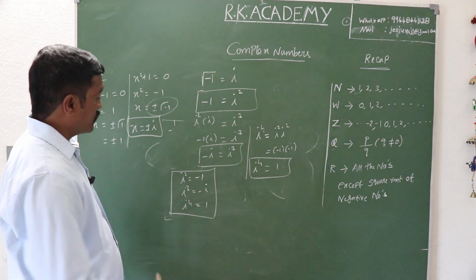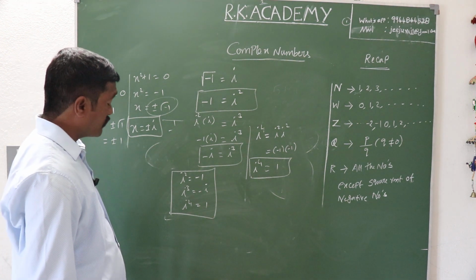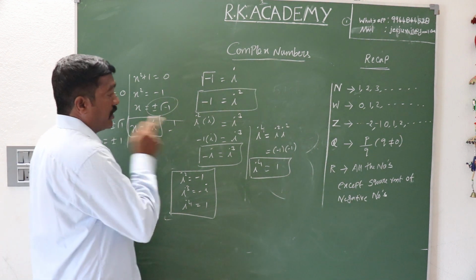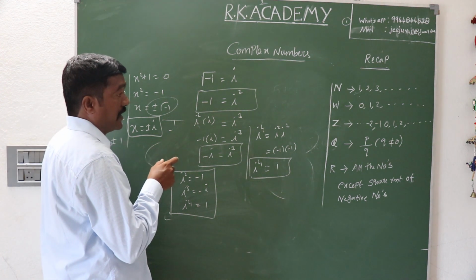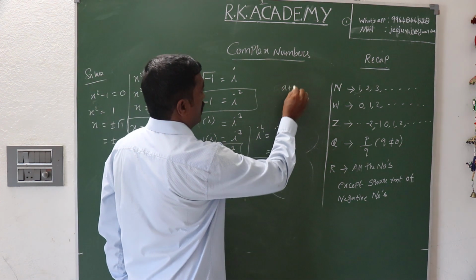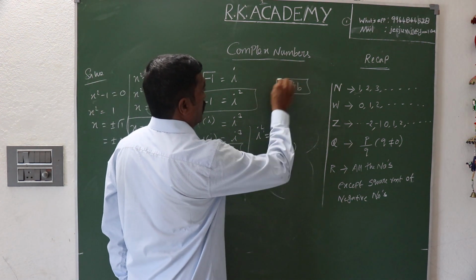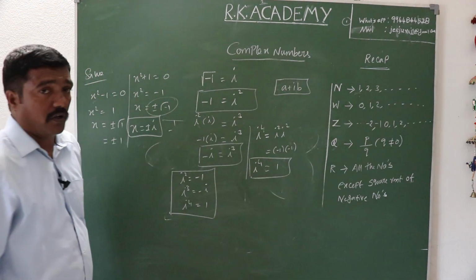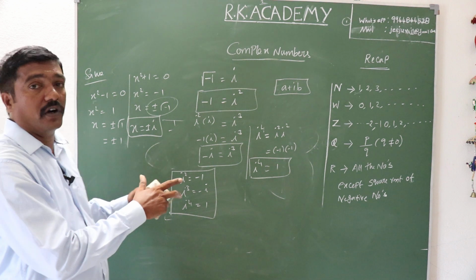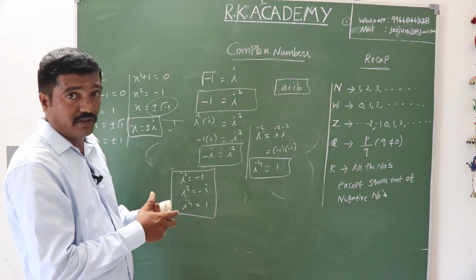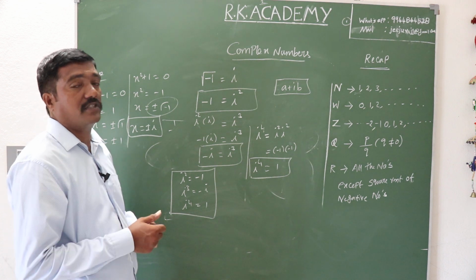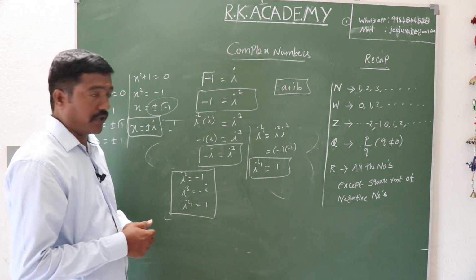Now listen. Here we write the complex number in the form of a plus ib. Now it's the basic concept for complex numbers. We are going to see the exercise problems in the next class. Okay, thank you.